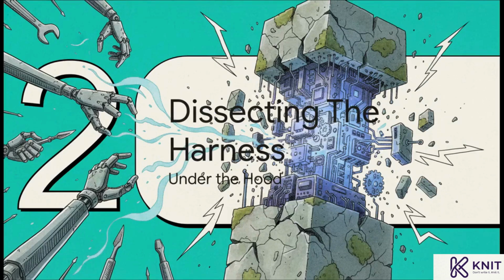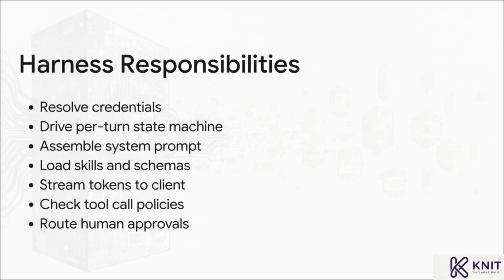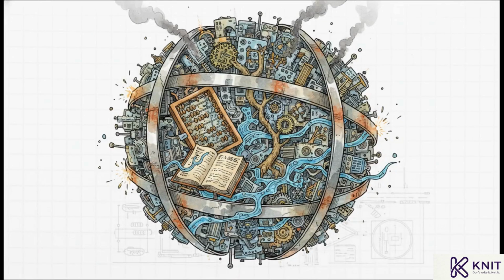So, what's actually going on under the hood that causes these monoliths to buckle in production? Which brings us to Section 2, dissecting the agent harness. A harness isn't just doing one simple thing. It's doing an absolutely staggering amount of heavy lifting. Every single turn, it has to resolve provider credentials, drive a really complex per-turn state machine, dynamically assemble the system prompt, load skill bodies and schemas, stream tokens back to the client, check tool calls against your internal security policies, and even route calls for human approval.